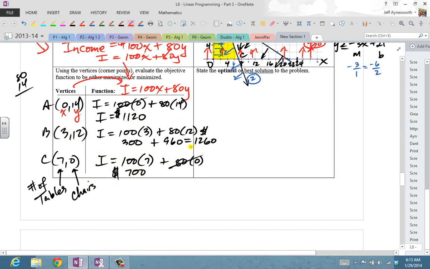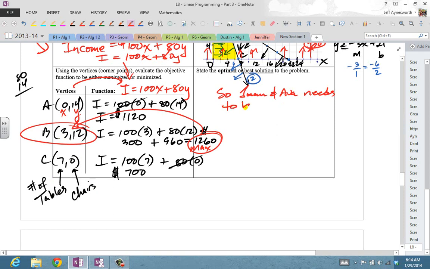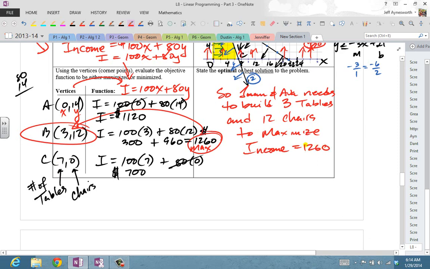So the maximum here, the maximum income that they can get is found here if they build 3 tables and 12 chairs. So Juan and Ava needs to build 3 tables and 12 chairs to maximize their income, which should be $1,260. Okay?